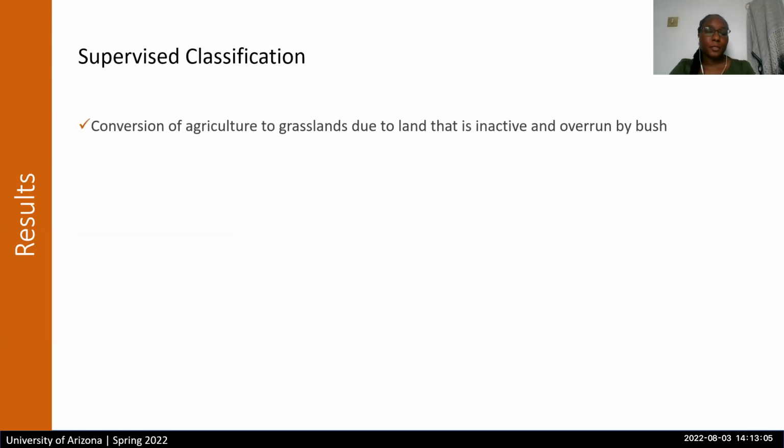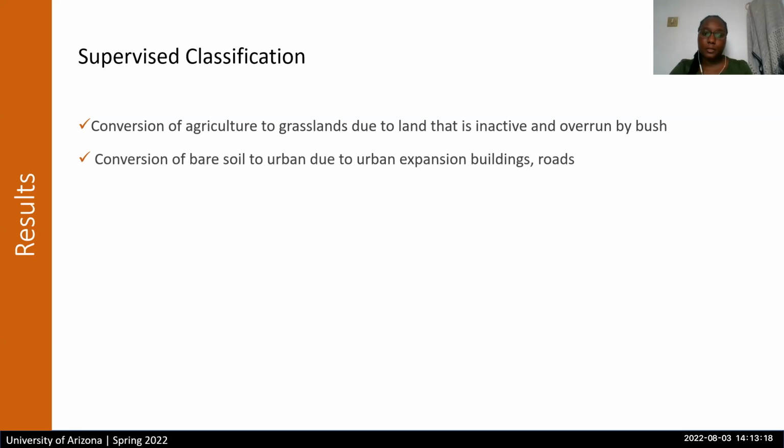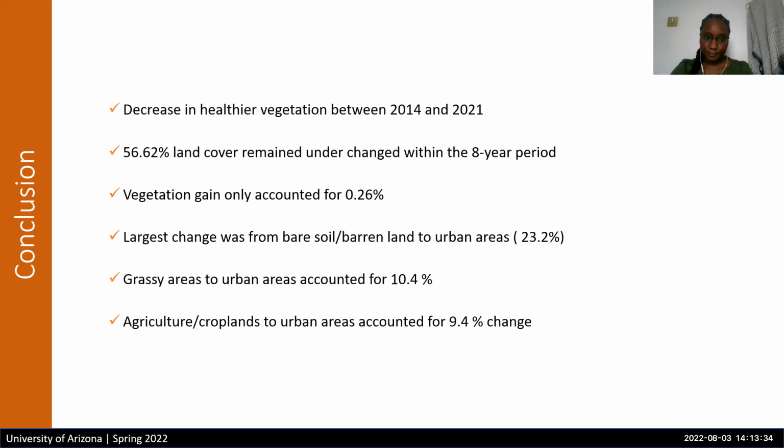So from our supervised classification methods, the areas where we see a conversion of agriculture to grasslands could be due to areas that were inactive or overrun by bush. Where we see a change from bare soil to urban areas could be due to an expansion of urban areas such as buildings and roads. And the change from bare soil, these areas in 2014 could have been cultivated during the 8-year time period.